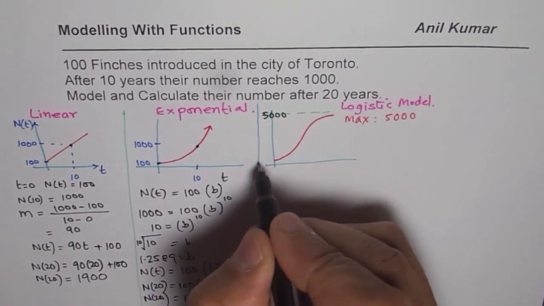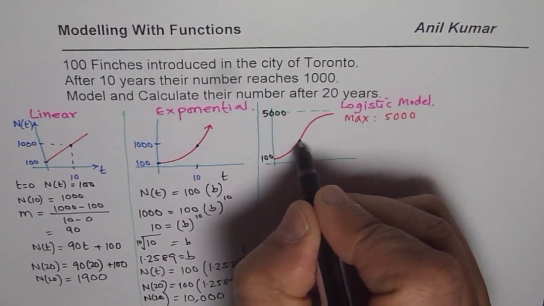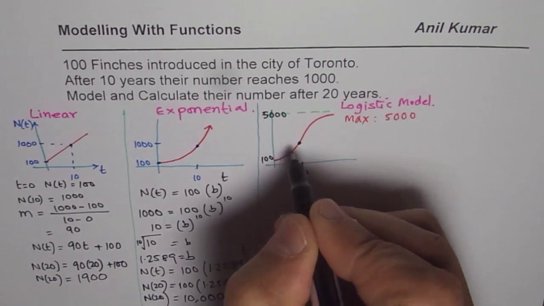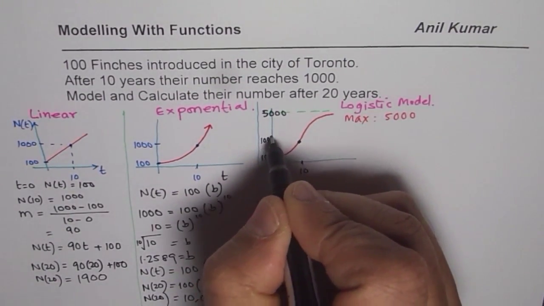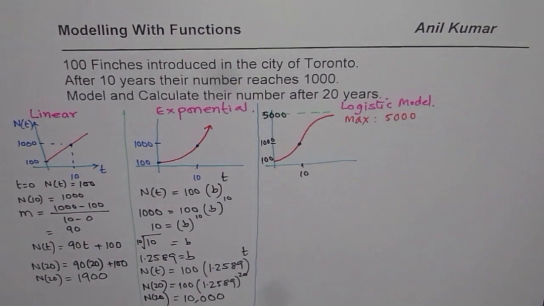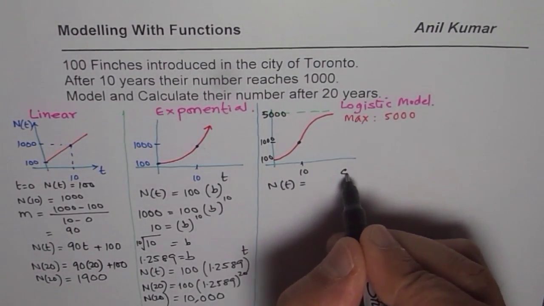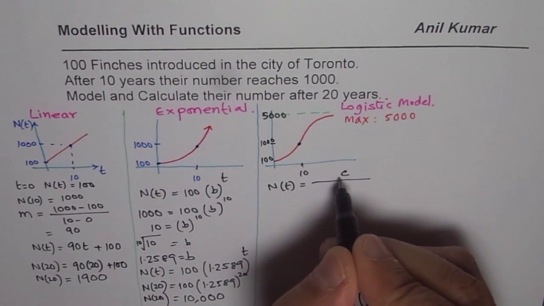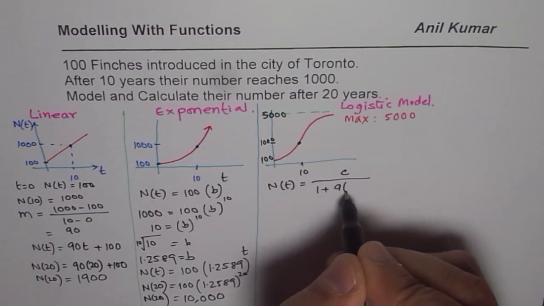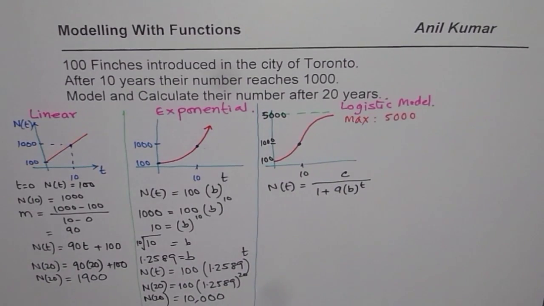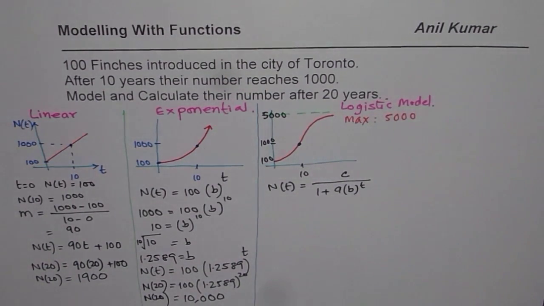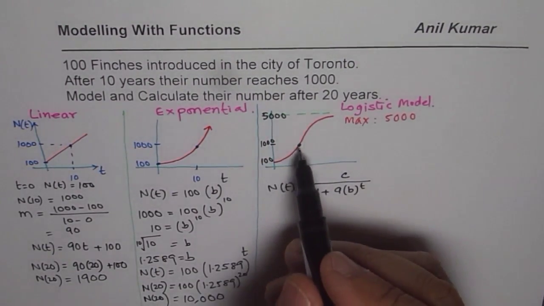Okay. Starting again with 100, and taking the same point at 10, we have 1,000 here. So all of the situations are the same, right? Now see how different models give you different numbers, and that is kind of important. This model is written as N(t) equals carrying capacity C divided by 1 plus A times B to the power of t. So that is what it is.